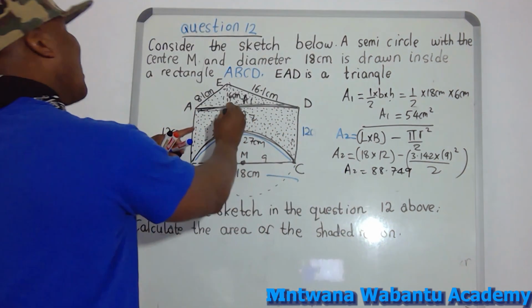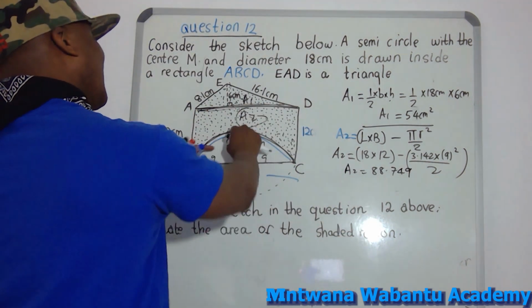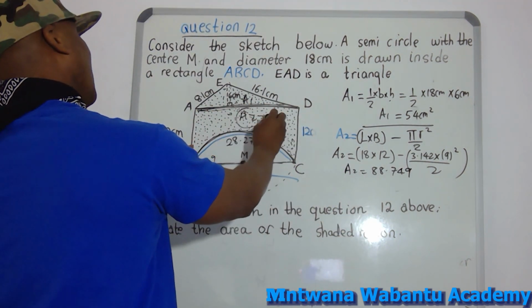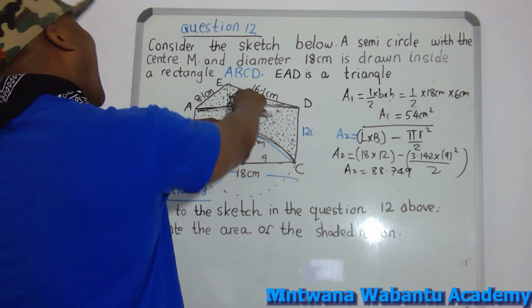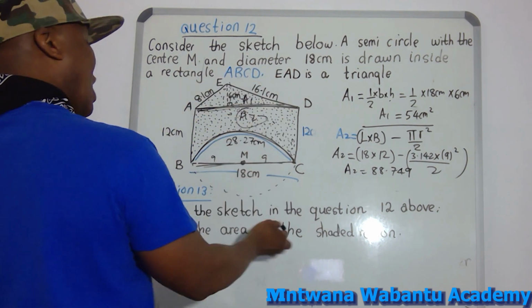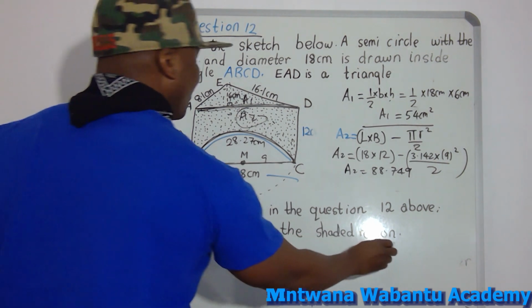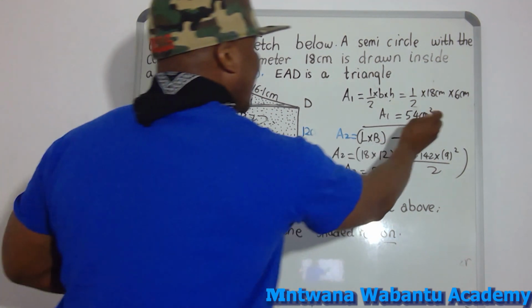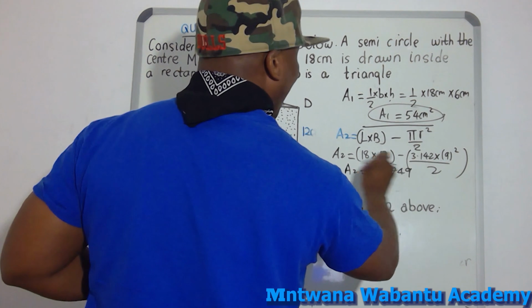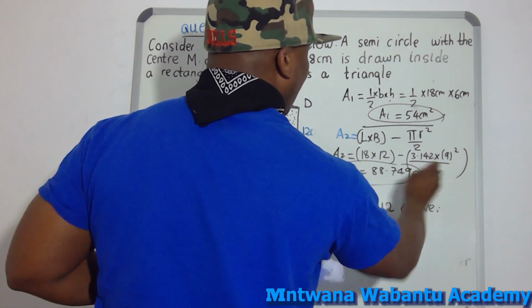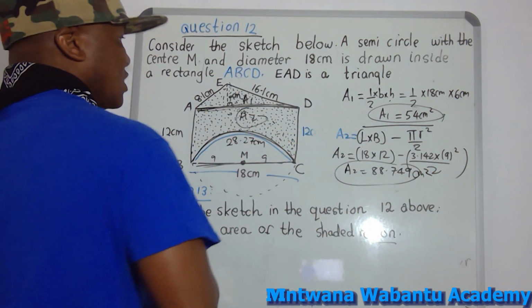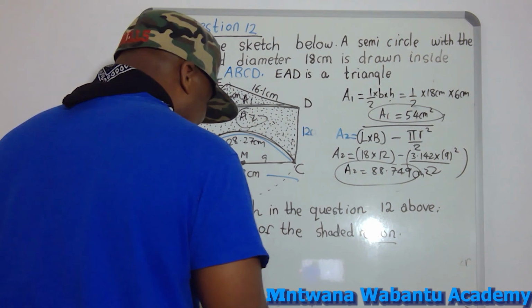So this is going to be only for the shaded region, because if we take everything and then minus this, we're going to be left only with the shaded region. So let's take this shaded region, add it with the other shaded region to get the area of the shaded region. So area 1 plus area 2, in centimeter squared.